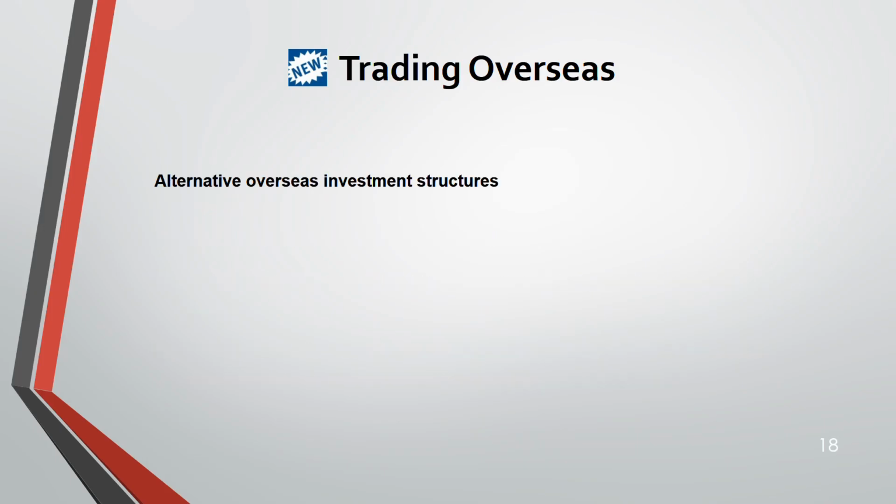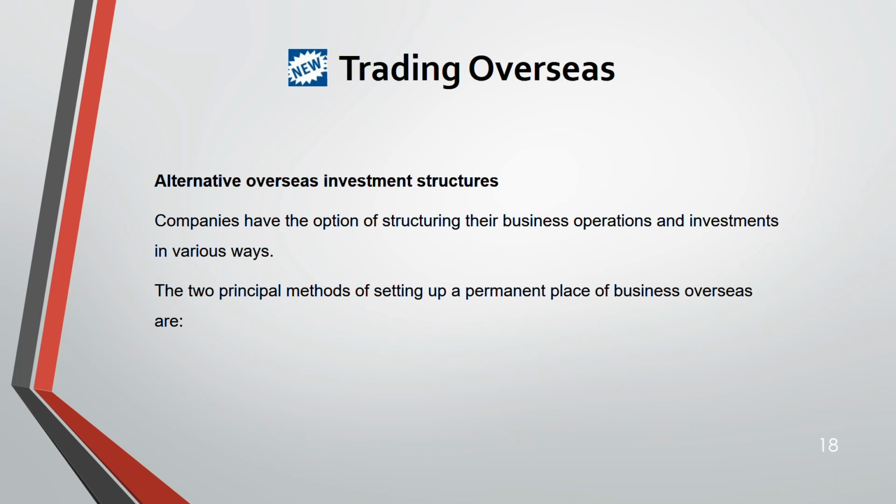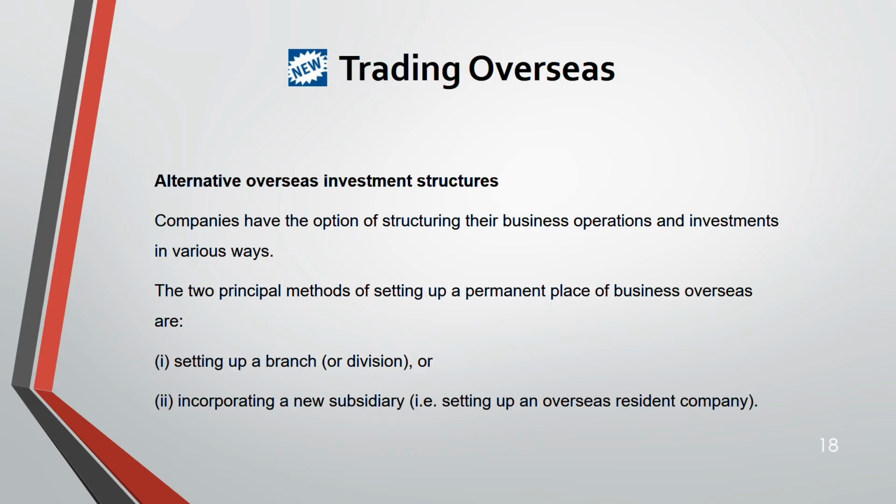Next, alternative overseas investment structure. There are alternative ways of setting up investment overseas. There are 2 principal methods of setting up a permanent establishment, a permanent place of business overseas. One, either you set up a branch or you incorporate a new subsidiary. That means you are setting up an overseas resident company.